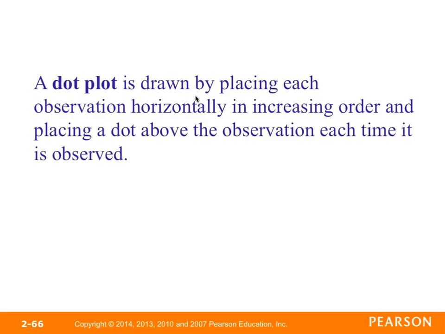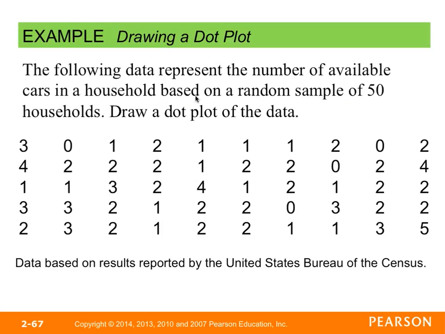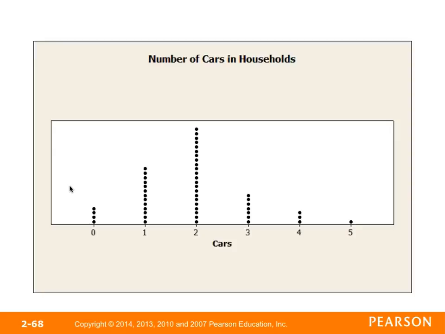So a dot plot is drawn by placing observations horizontally in increasing order and then placing a dot above the observation each time it's observed. So for example here, hopefully you guys remember, we have this car data. We have our 50 households that were sampled and they were all asked how many cars they have in their household, and that was all recorded. So what you'll see here, we have the title, number of cars in households, and then we have cars here. We have 0 through 5, and then each observation is just a dot on our plot. Okay, so we have this nice little dot plot here.